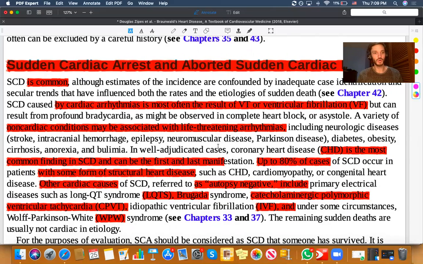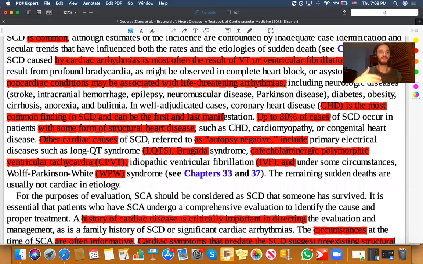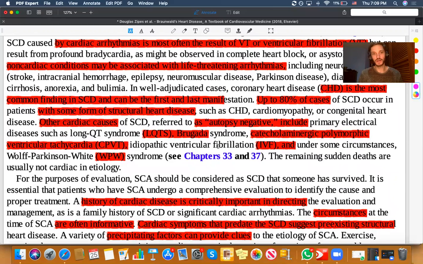Coronary heart disease is the most common finding in sudden cardiac death and can be the first and last manifestation. Up to 80% of sudden cardiac death patients have some structural heart disease. Other causes of sudden cardiac death are autopsy negative.